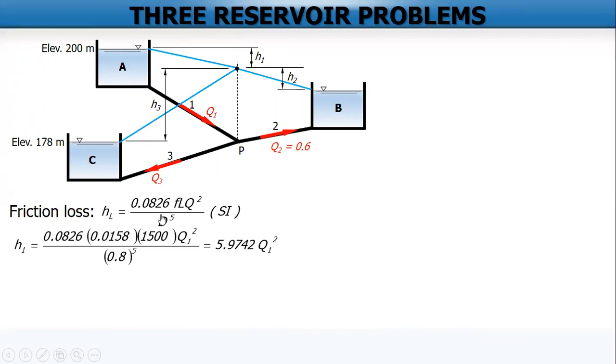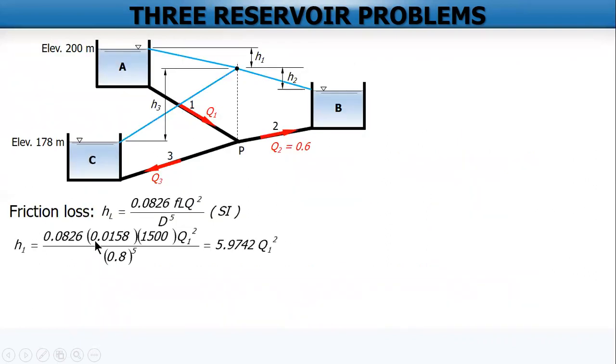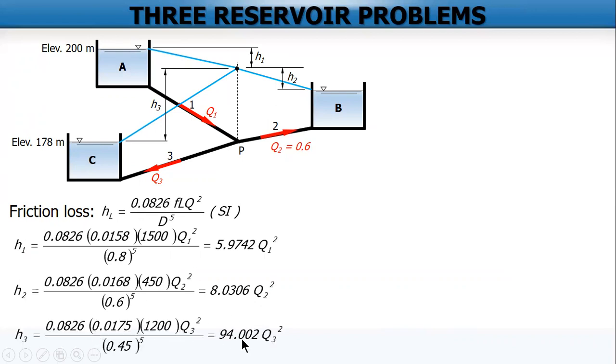Each one, of course, ang properties na kini. For pipe 1, diameter 0.8 meters, length 1.5, friction factor 0.0158. And then H2, dito rin hapon. And then 3. Okay. Now, given ang Q2, di ba? So, since given ang Q2, we can solve for H2. Kaya na may Q2. So, since given siya, then ito H2.